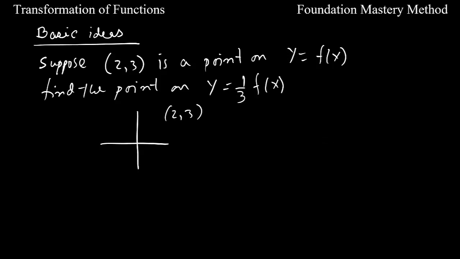I'm taking one more case. Say that now I have 1/3 f of x. So what will happen to the point? It will be (2, 3 times 1/3), which is (2, 1). So I had a point here (2, 3). This becomes (2, 1). So now it is going closer to the x-axis. So that means I have a vertical shrink by a factor of 1/3. I hope you have understood the transformation.